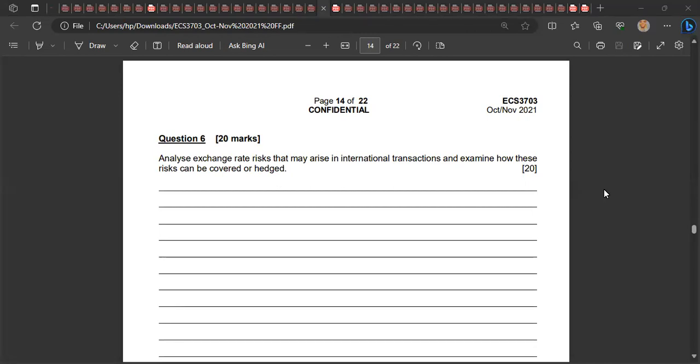Today, we are starting off with question 6 from October, November 2021. It was: analyze the exchange rate risks that may arise in international transactions and examine how these can be covered or hedged. So this was 20 marks. Very interesting. I would hope we get a question like this for a whole bunch of 20 marks.